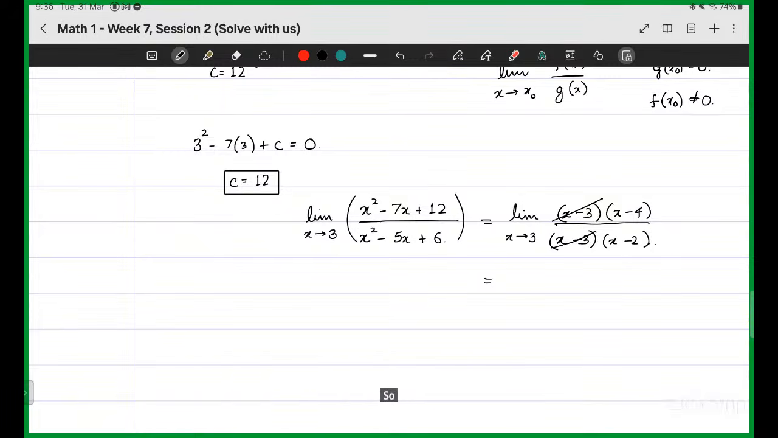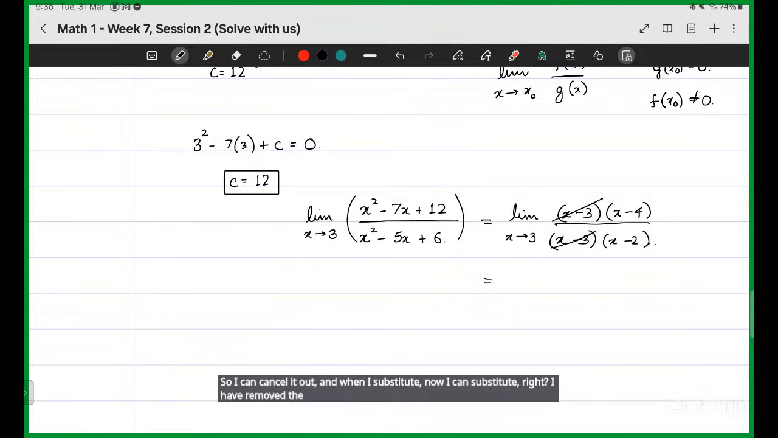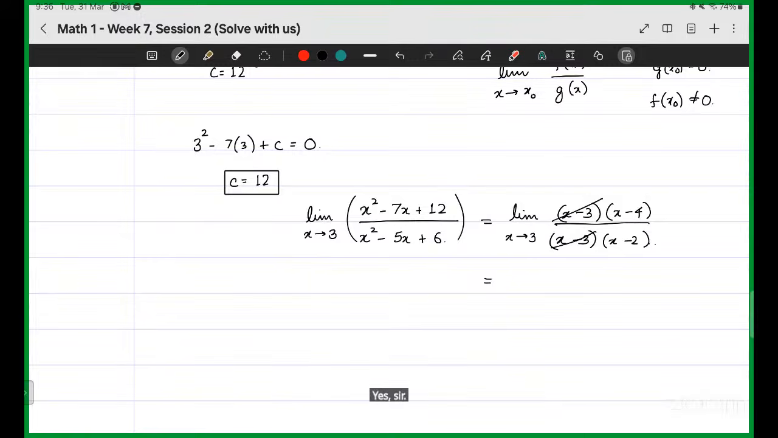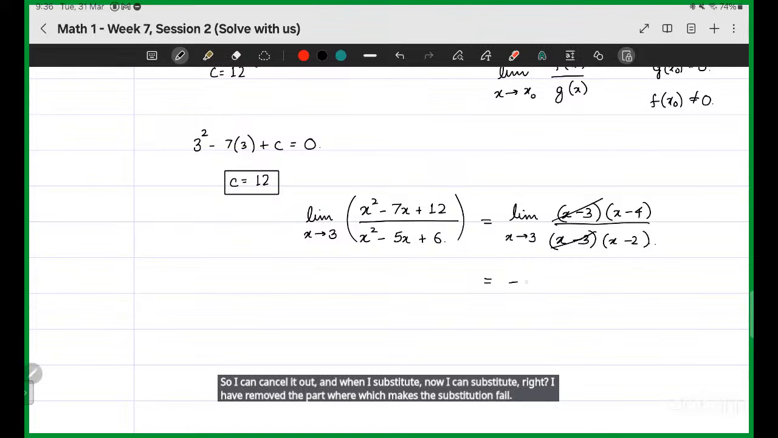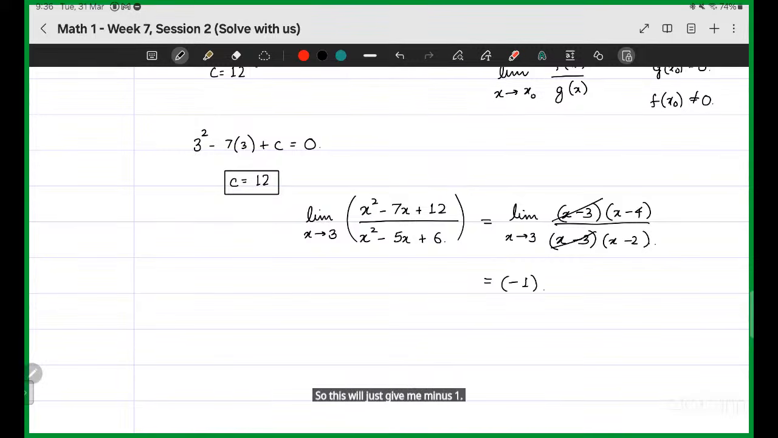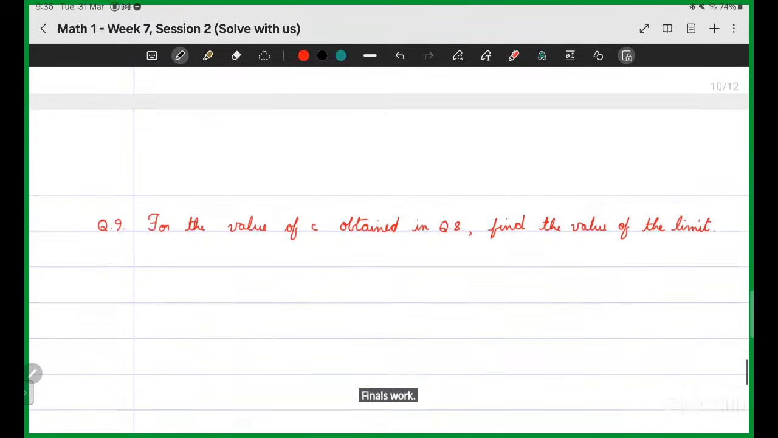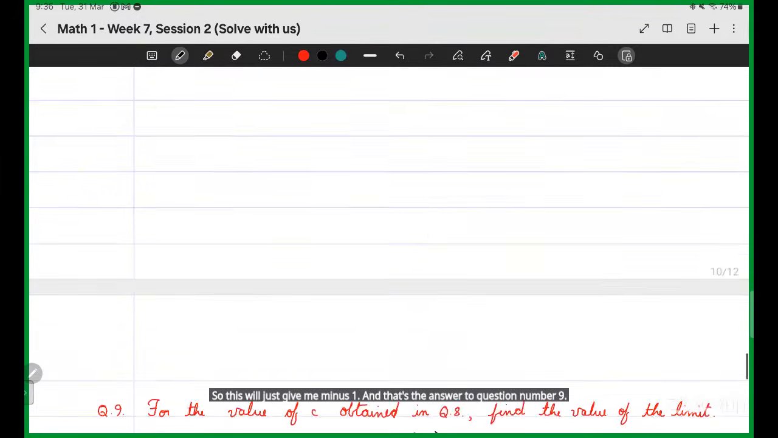And when I substitute, now I can substitute, right? I've removed the part which makes the substitution fail. So this will just give me minus 1. And that's the answer to question number 9. Is this clear for everyone?